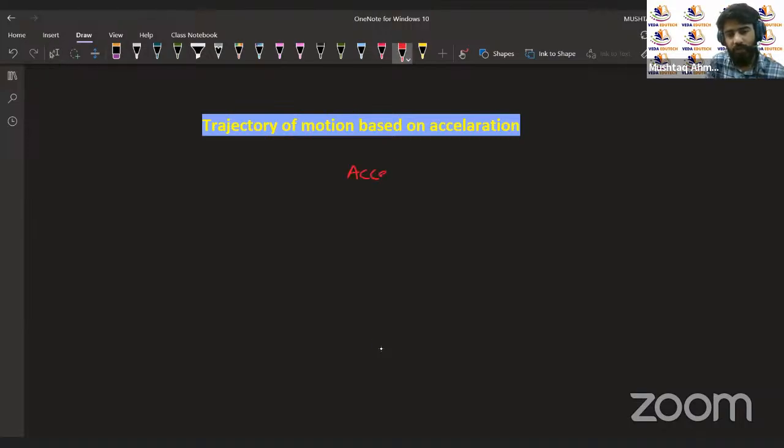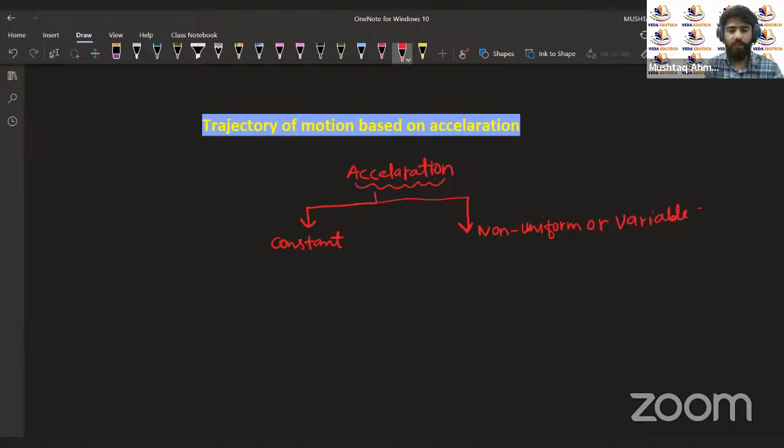So let's suppose acceleration can be of two types. One is constant acceleration and another is non-uniform, the acceleration which is not constant, or we can say variable acceleration. Uniform, a is constant, or a is variable, right?